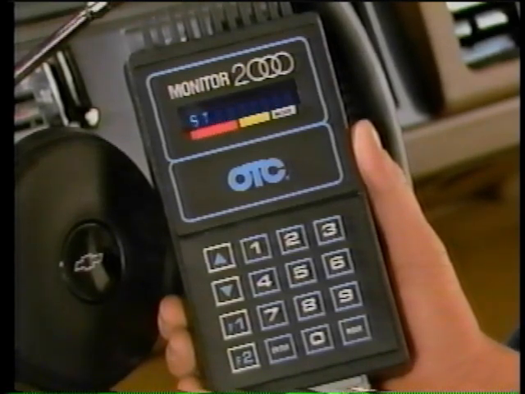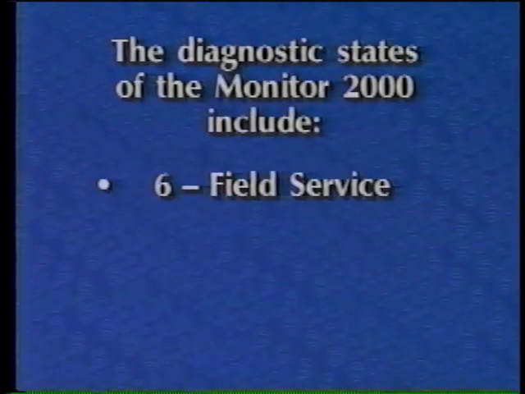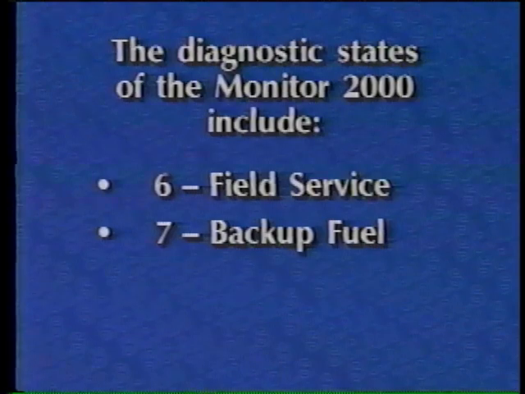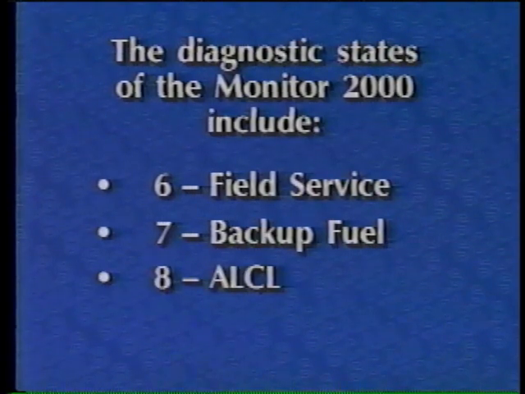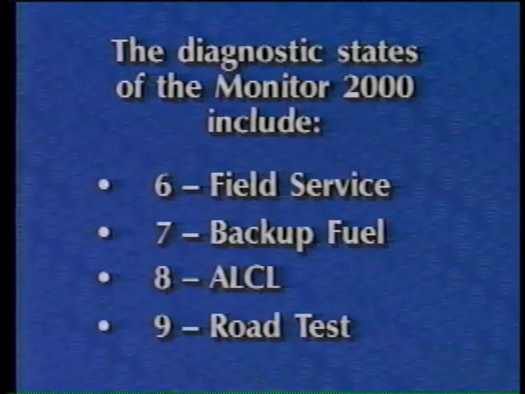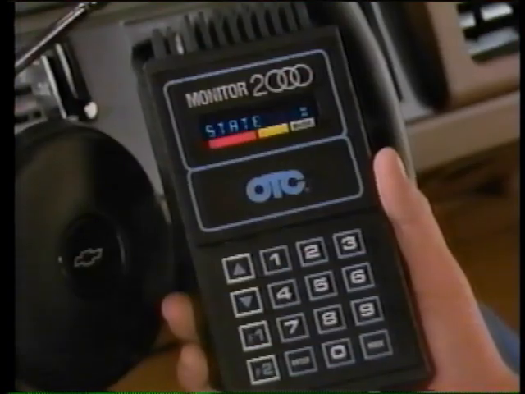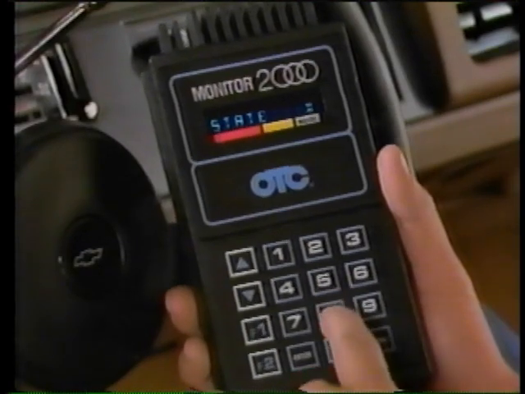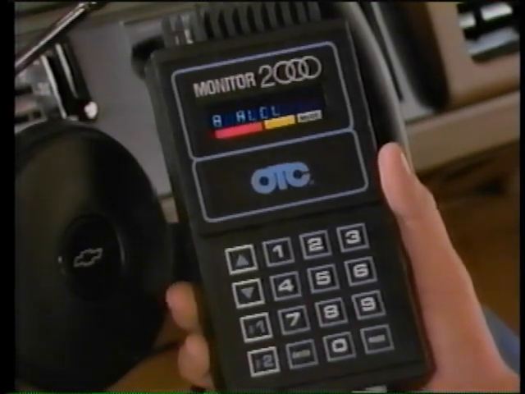For all vehicles except the Chevette, the diagnostic states of the Monitor 2000 include 6, field service mode, 7, backup fuel, 8, ALCL, and 9, road test. Since Mode 8 on this particular tool will allow you to check for stored trouble codes as well as check them directly, press number 8 on the keypad, then press Enter.